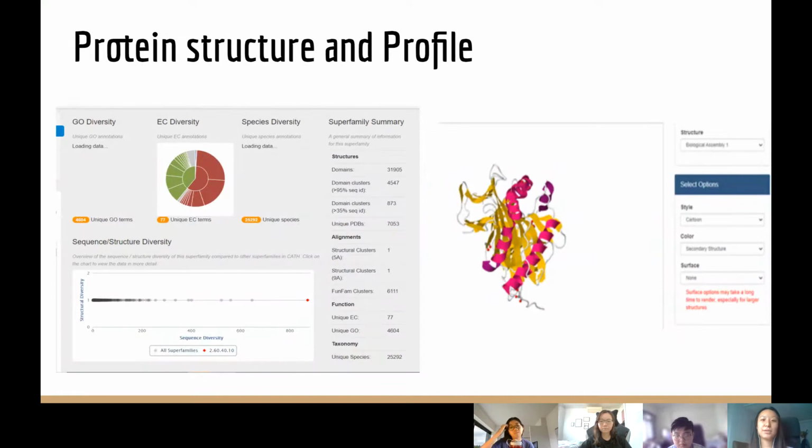For the protein structure, we have used a cartoon to show its secondary structure and the superfamilies that are related to our gene of interest. So CATH shows the superfamily summary and sequence diversity.